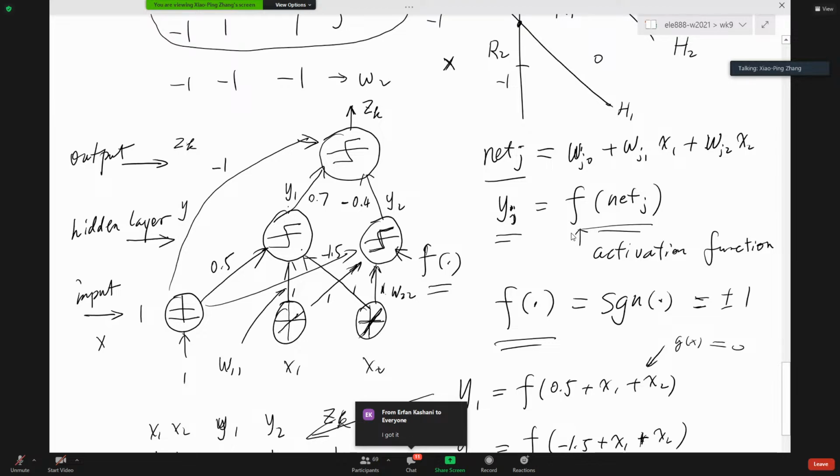Okay, and we can have many hidden layers if we want. But this particular one, we have one hidden layer. Okay, let's look at the slide.